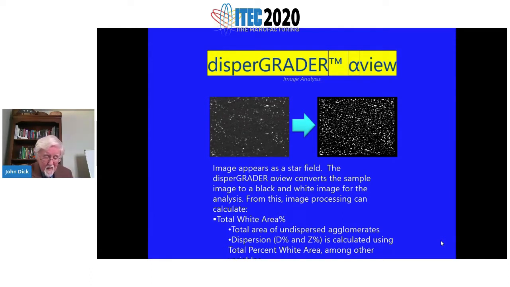And the amount of white area you have shows undispersed agglomerates, and that indicates a lower state of mix. But as you put more work history into this, these agglomerates break up, and what was white area becomes dark area or black area.